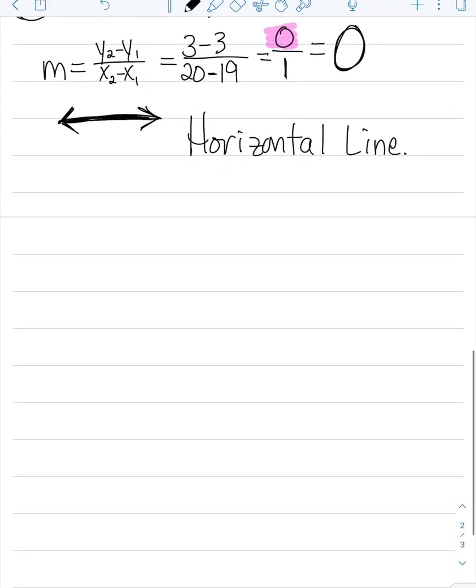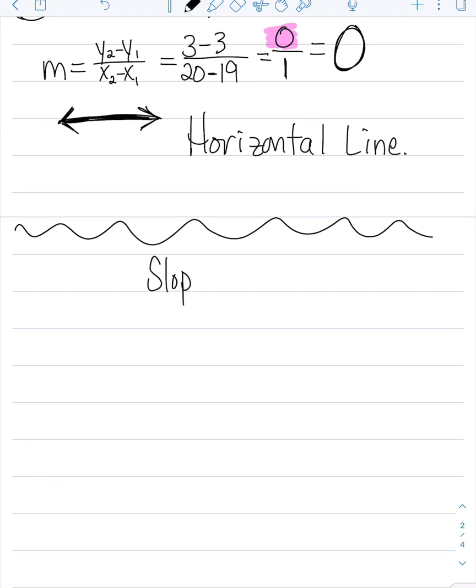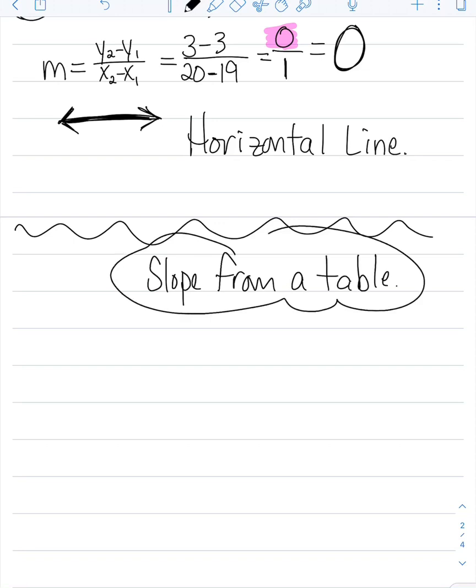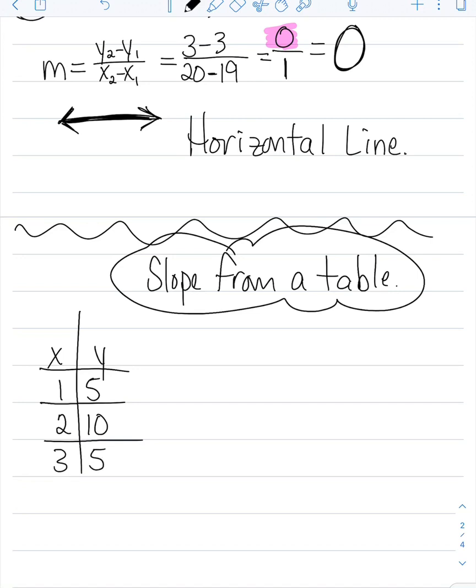Take a look at this. We're also going to find slope from a table. And guys, it's actually the same thing, and I'll explain why. A table is actually a bunch of points organized. The first point here is (1, 5), we have (2, 10), and we have (3, 15). So just a reminder, a table is actually a bunch of organized points.